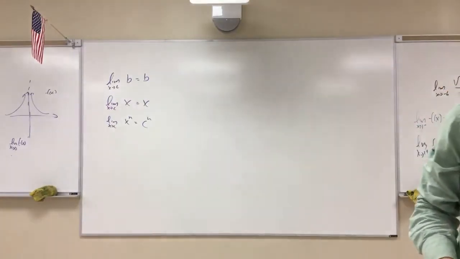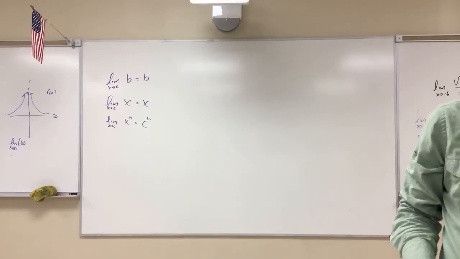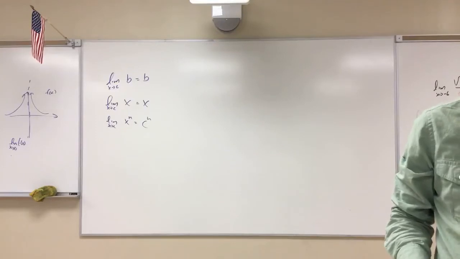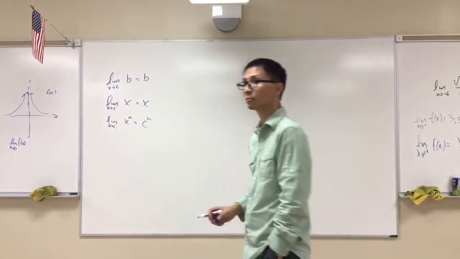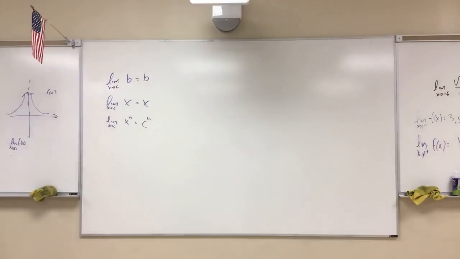Okay, so those are the things that we're going to go through. And you say, yes, that's kind of confusing, I understand. This is three different ones. But you say, well, what does that mean? Well, what is b? What do you think b is? A constant. It is a constant. Good. The limit as x approaches c of b is equal to b, so it's a constant.